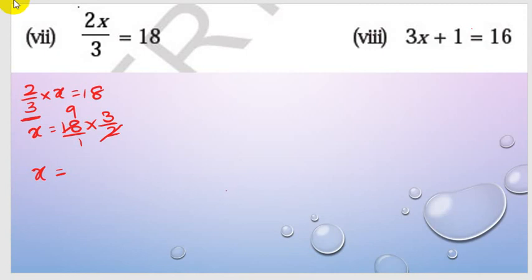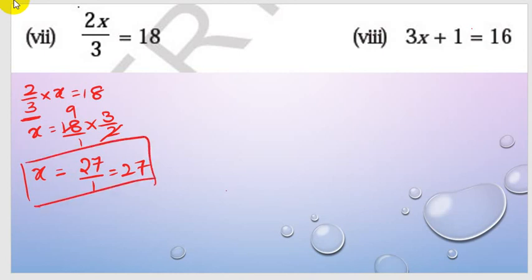So only cancellation is possible for a term present in the numerator with a term present in the denominator. We should not cancel terms which are both in the numerator or both in the denominator, right? Now from this, 9 3s are 27, 27 divided by 1 is nothing but 27. So this is the value of x.